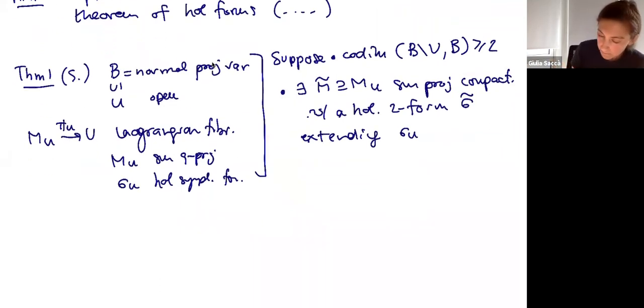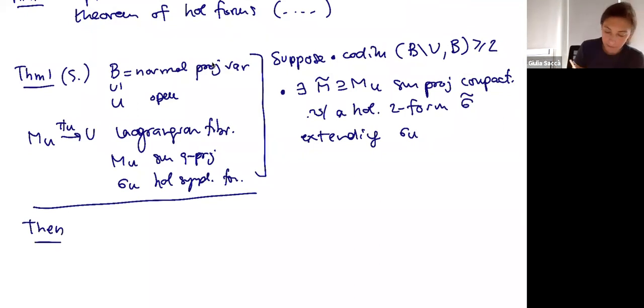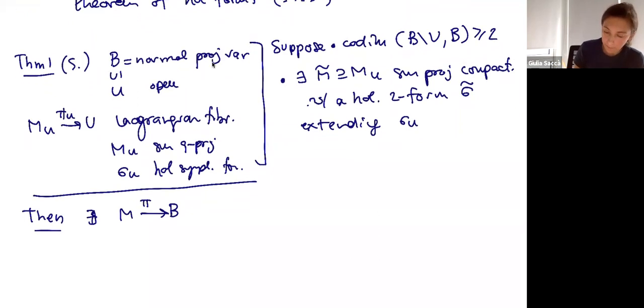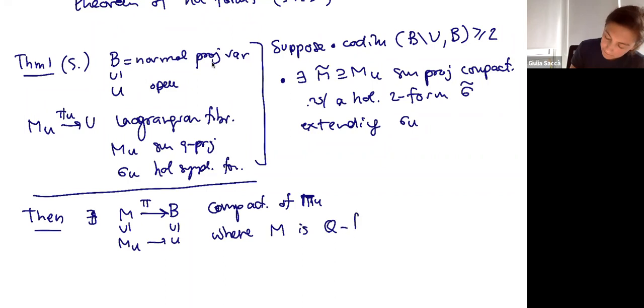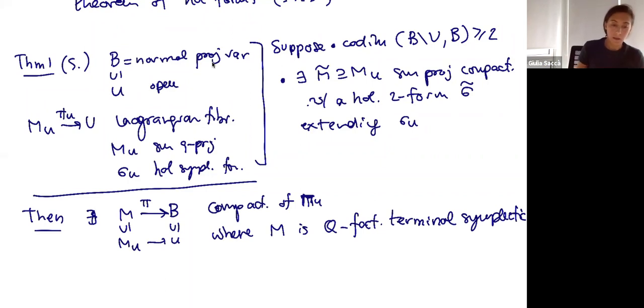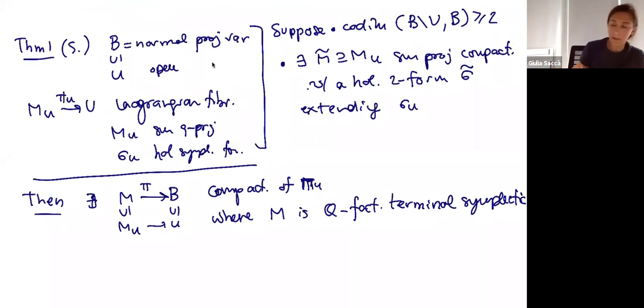Okay, then there exists M to B, a compactification of pi U, meaning that I have a commutative diagram like this, a compactification of pi U, where the total space is Q-factorial terminal symplectic. Okay, so I'm going to comment maybe on that in a second.